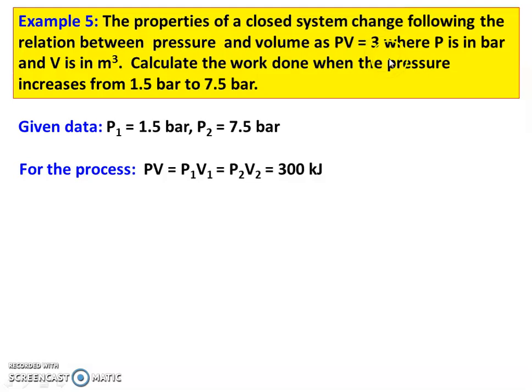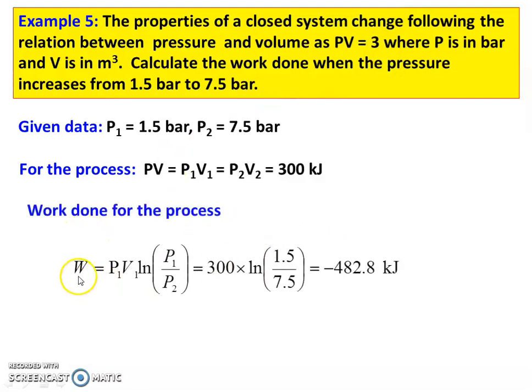So 300 kilojoules. Now, work done for the process. W equal to, it is PV equal to constant, so it is an isothermal process. So P1V1 logarithmic of P1 by P2. So P1V1 equal to 300 kilojoules. 300 into logarithmic of P1 equal to 1.5 bar, P2 equal to 7.5 bar. So using calculator, calculating the value, it is minus 482.5 kilojoules.